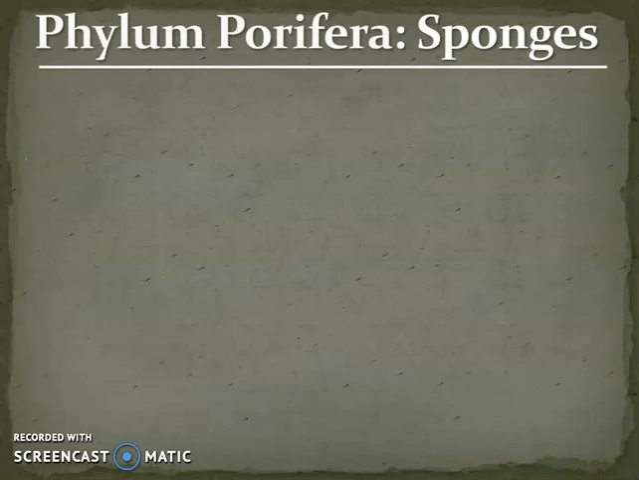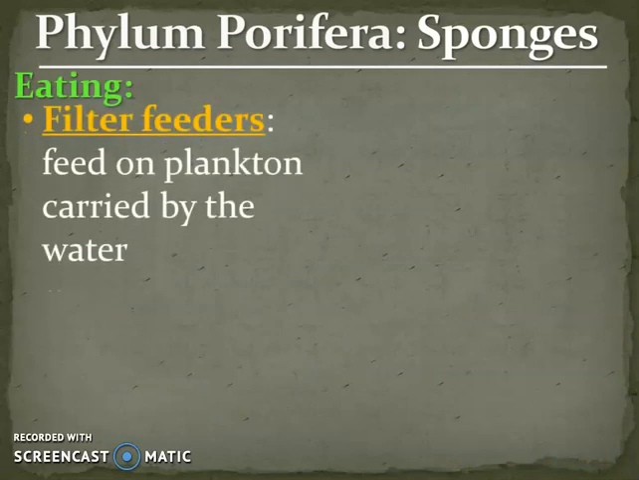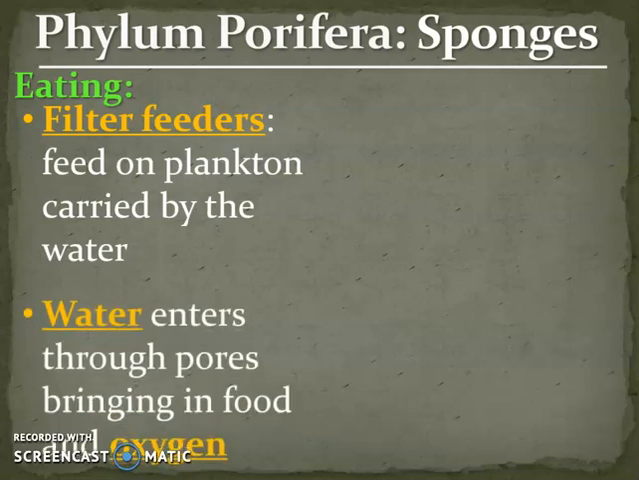Speaking of food source, let's talk about how they eat. Sponges are called filter feeders because they filter the water and eat the plankton through it. By that, I mean the water enters through the pore and brings in all of the plankton, the oxygen, everything they need. It goes through the cells and the cells pull out anything they need, like their food source and the oxygen from the water. And then anything that is left over goes into the spongiocele and out the osculum.